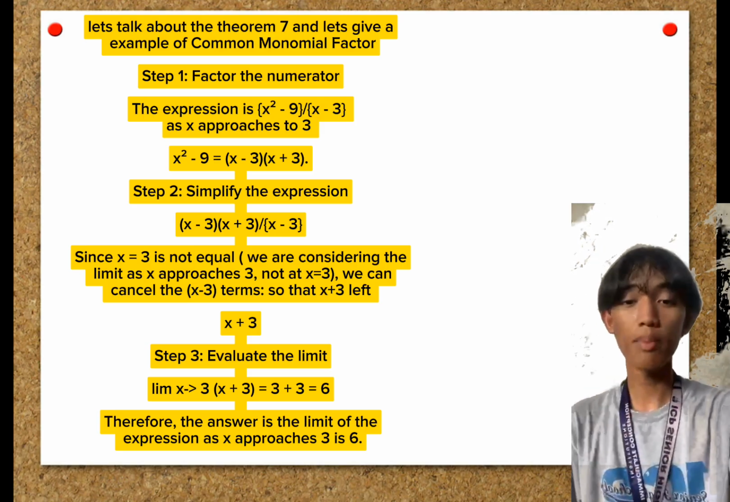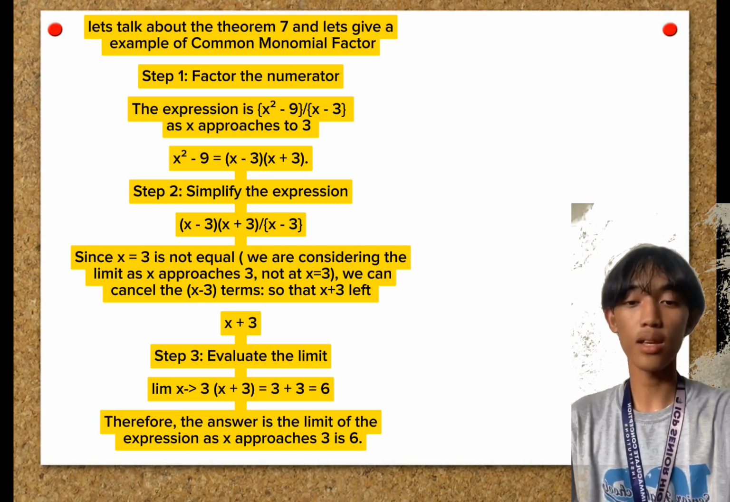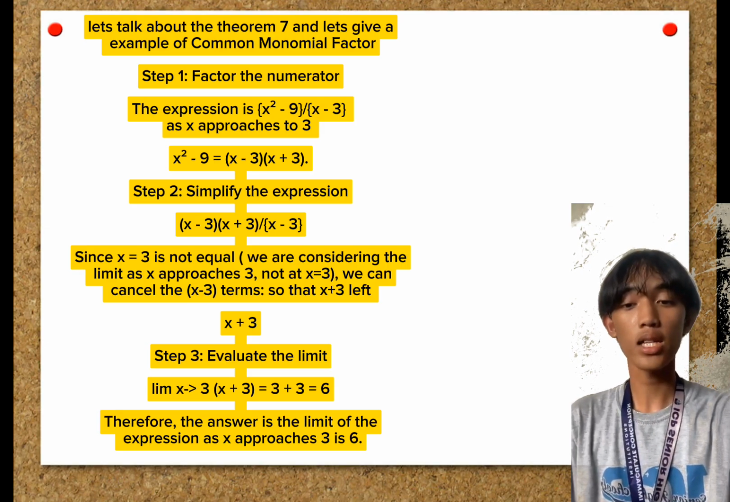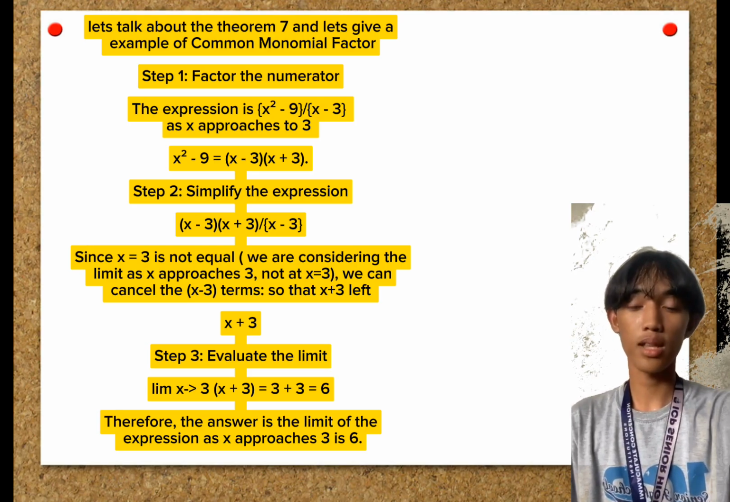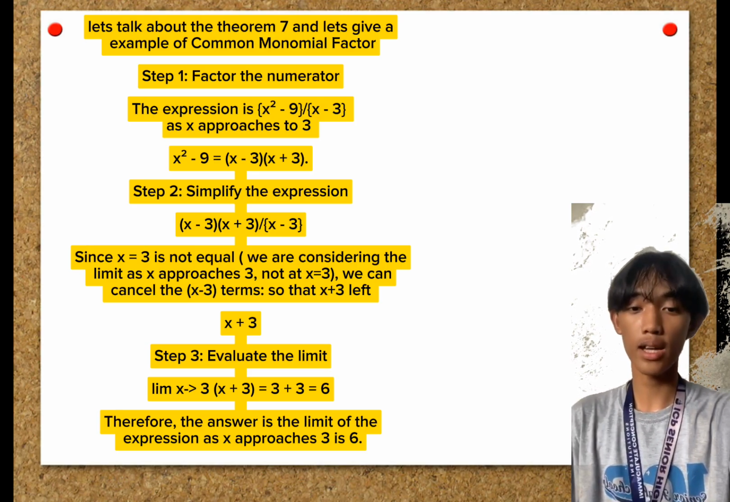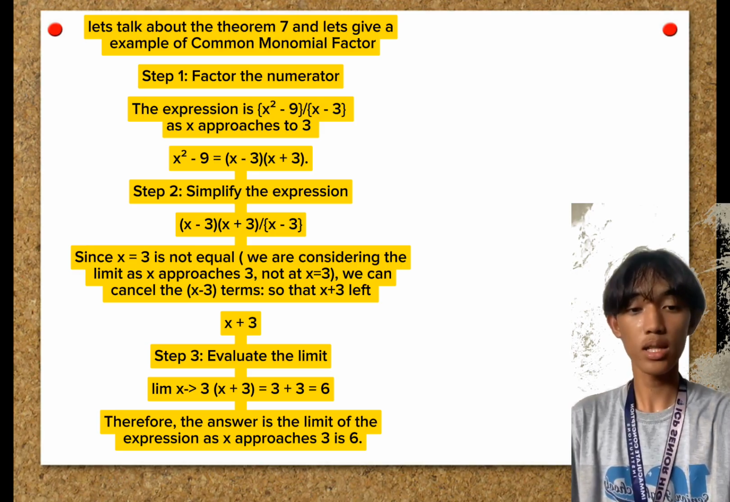Step 2, simplify the expression. Substituting the factored numerator, we get (x minus 3)(x plus 3) over (x minus 3). Since we are considering the limit as x approaches 3, not x equal to 3, we can cancel the x minus 3 terms so that x plus 3 is left.